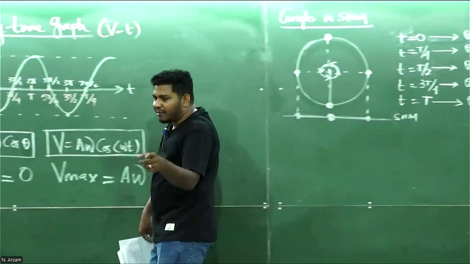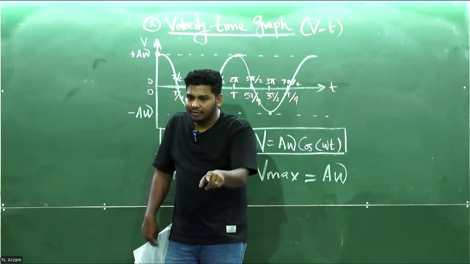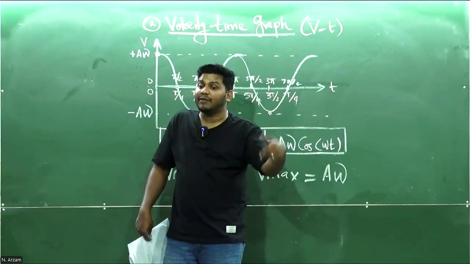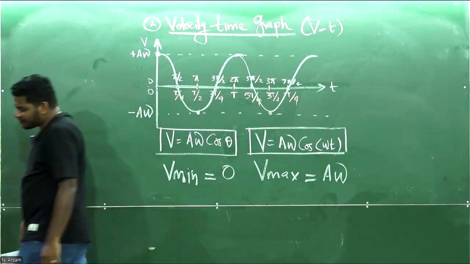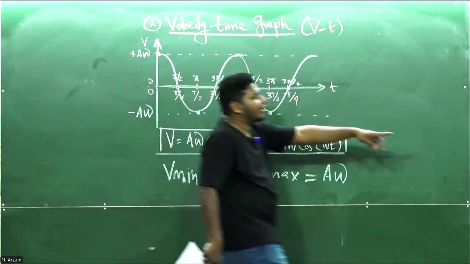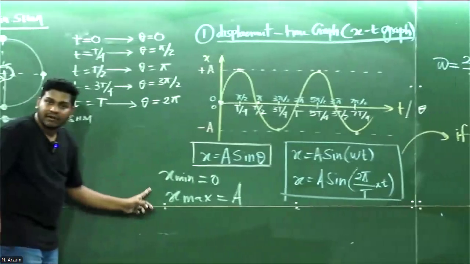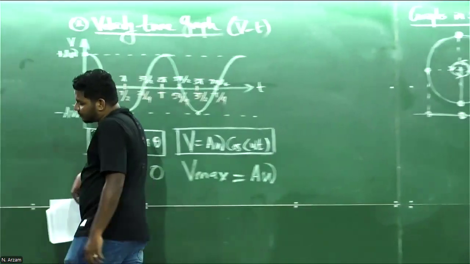So you should remember, at the fixed point, displacement is 0 and velocity is maximum. At the amplitude, displacement is maximum and velocity is 0, right? Please note this one. Please note this one also, under your first graph. And now you can write this down.